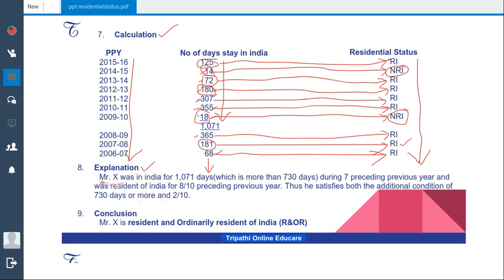So we will say Mr. X was in India for 1071 days, which is more than 730 days during the 7 preceding previous years, and was resident of India for 8 out of 10 preceding previous years. Thus, he satisfied both the additional conditions of 730 days or more and 2 out of 10. Conclusion, last step, Mr. X is resident and ordinary resident of India.